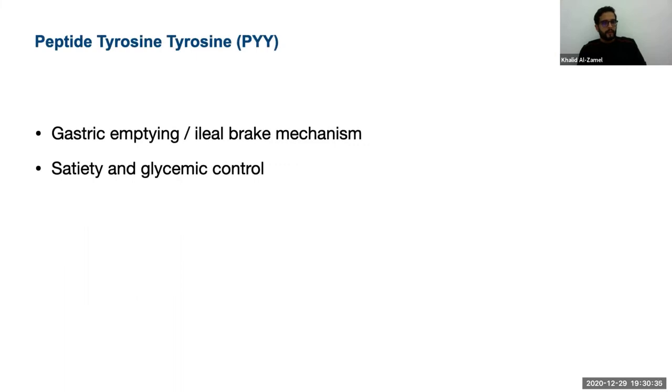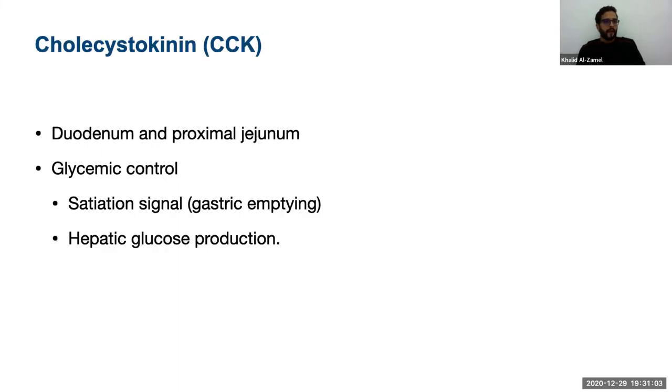The PYY acts similarly to GLP to some extent, causes early satiety and glycemic control, and slows the gastric emptying with the ileal brake mechanism. Most of the peptides share similar functions, but they differ in their potency, with the GLP being the most important one. The cholecystokinin is, as you all know, produced from the duodenum and proximal jejunum. It has a good glycemic control effect in terms of satiation signal and hepatic glucose production.